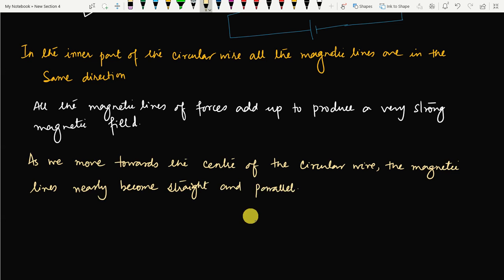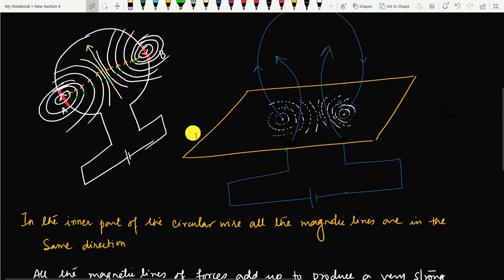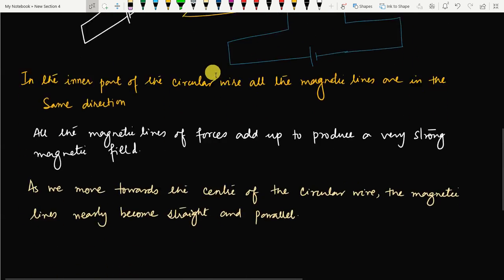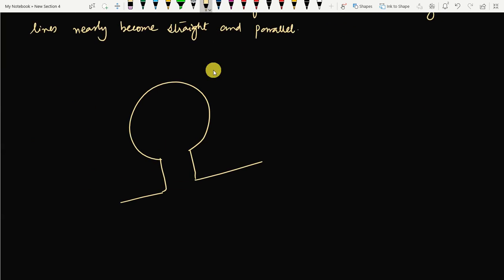Okay, so these are the few informations about the magnetic lines produced in a circular wire. Now let us come to the factors which are affecting the magnetic field strength. Let me draw the diagram again to study the factors. So we have a circular wire, and we have connected this to the positive and the negative terminals of the battery.